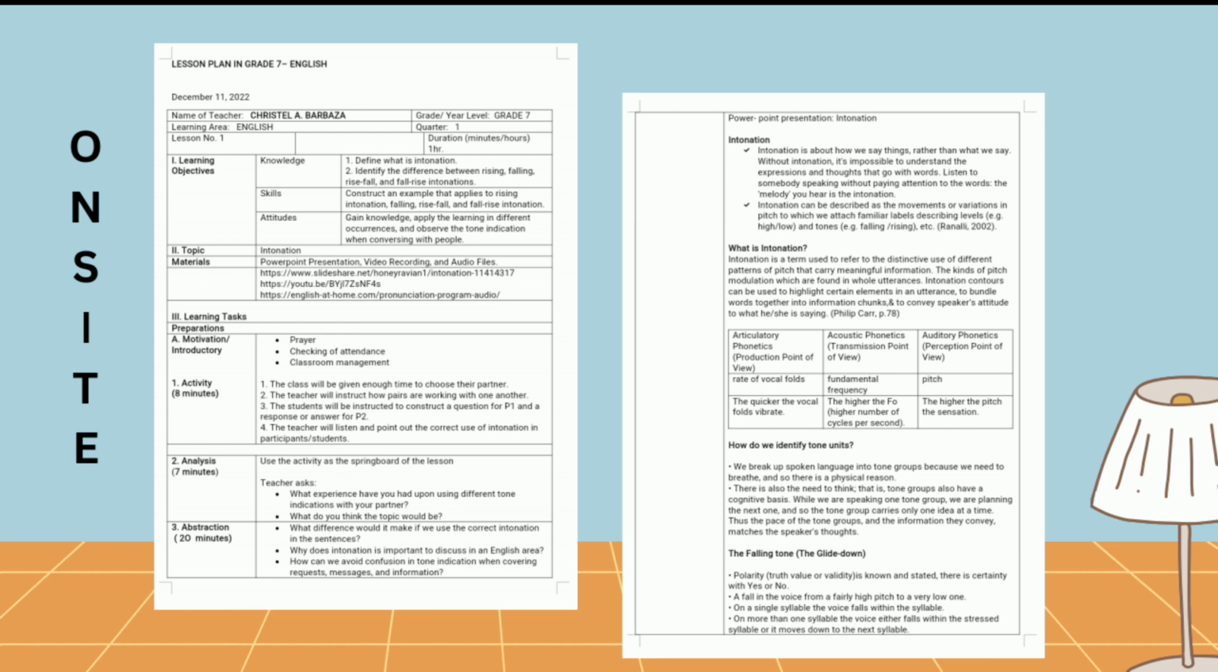So for on-site class, I choose a grade 7 level topic, which is intonation, with the objectives. As for knowledge, define what intonation is. Second, identify the difference between rising, falling, rise-fall, and fall-rise intonation. And for skills, construct examples that apply to rising, falling, rise-fall, and fall-rise intonations. For attitudes, apply the learning in different occurrences.